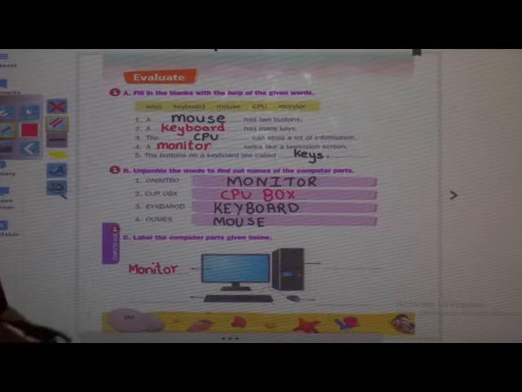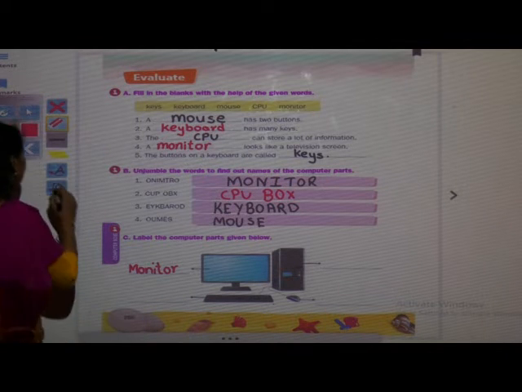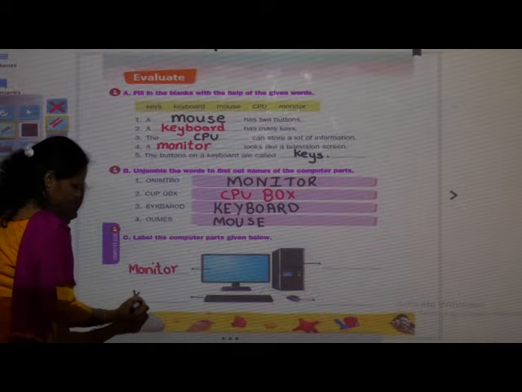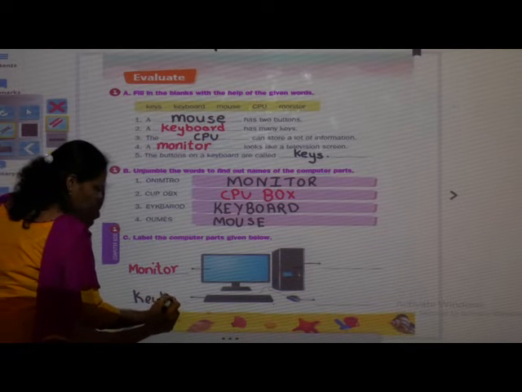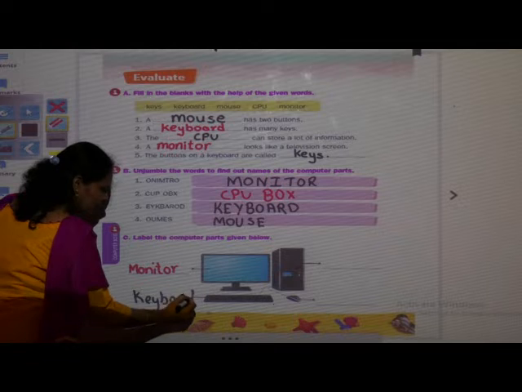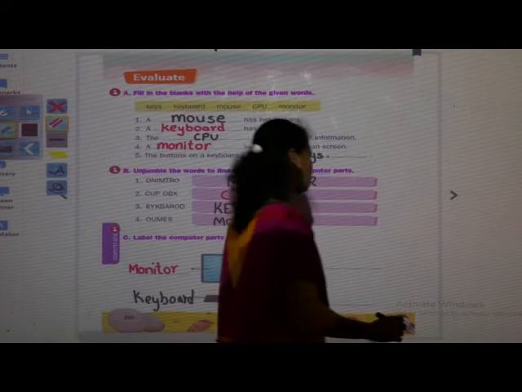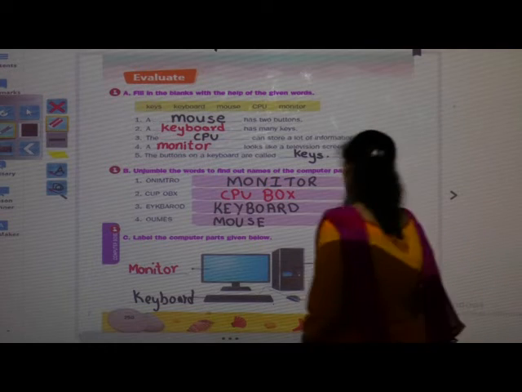Next, what is it called? Keyboard. Capital K-E-Y-B-O-A-R-D, keyboard. Next, which box is it that is called? CPU box.